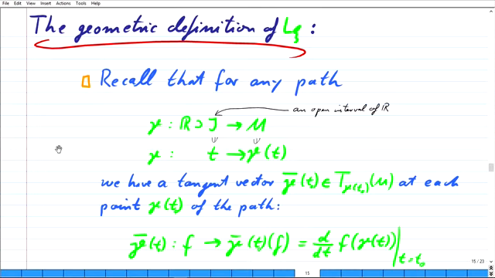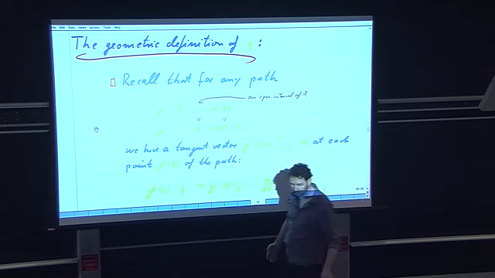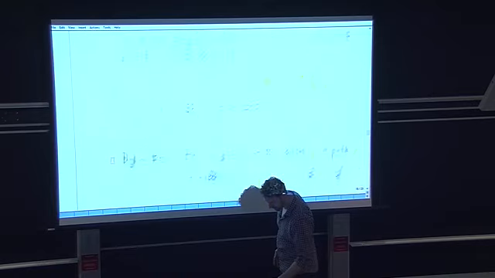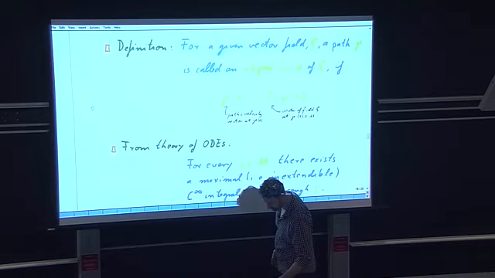So we take the path, plug it into the function, which could be like the temperature function on the manifold, and then differentiate the temperature with respect to the path variable, to the time, and evaluate at the point in question. That was the geometric definition of what a tangent vector is. So that was clearly a directional derivative.